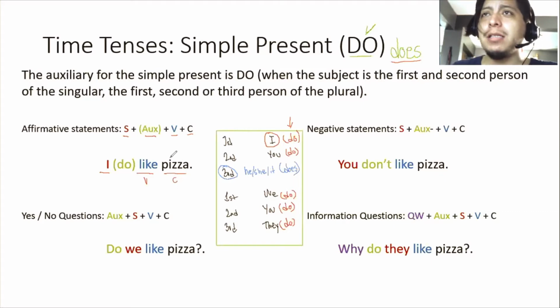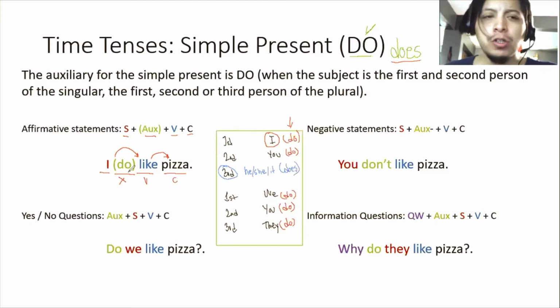In this case, sorry, the complement is an object. It's just the thing that you are liking. I do the action of liking, and the pizza receives the action of being liked. This is the simple present. Normally, you don't use the auxiliary in affirmative statements. You don't say I do like pizza, you say I like pizza.